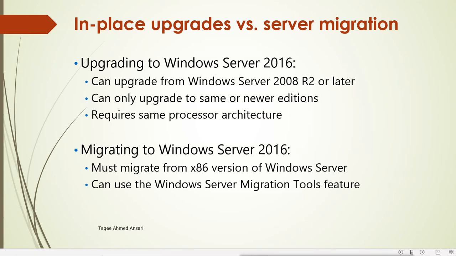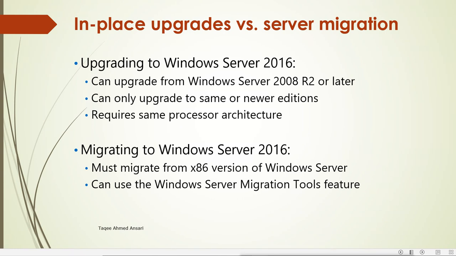But if you have a domain installed, if you have Active Directory installed, then you are not able to upgrade it like this. You have to remove Active Directory for upgrading. Now migration means it will be migrated from a 32-bit version of Windows Server, and you can use the Windows Server Migration Tools feature. We do migration when we are not able to do the upgrading. So if it is not possible to upgrade, then we do the migration.